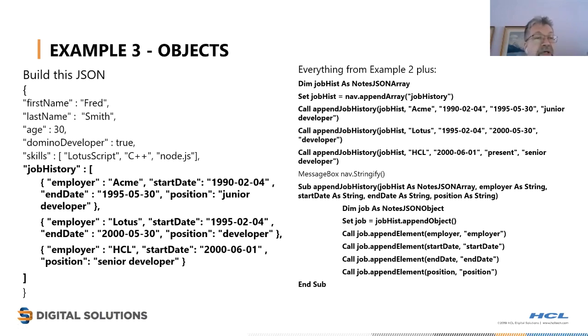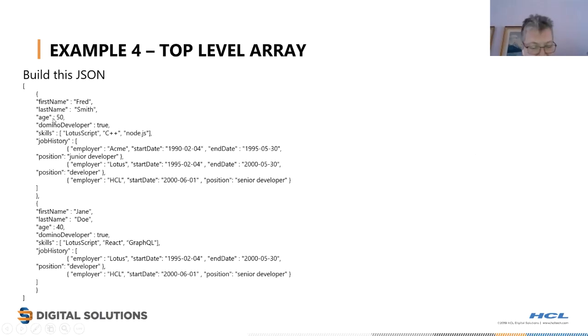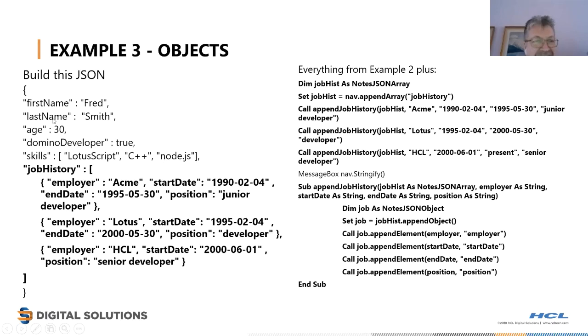Here you can see I've got an array named job history, and inside that array there are 3 objects with the elements employer, start date, end date, position, and that's it actually. And there's 3 of them. And for those of you doing the math, you can see that this person's age doesn't exactly match the job history, but bear with me. I'll fix that in a minute.